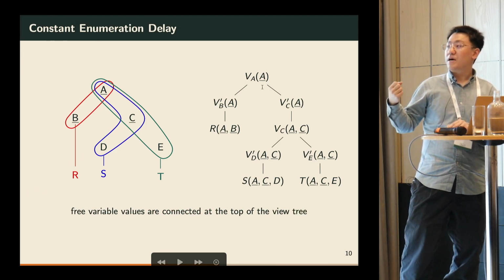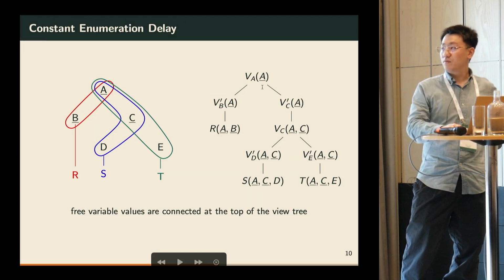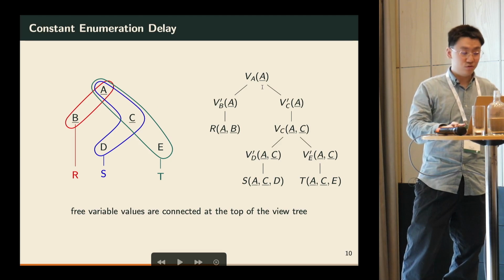This is guaranteed by the property of Q-hierarchical queries, where the free variable values are connected at the top of the view tree.